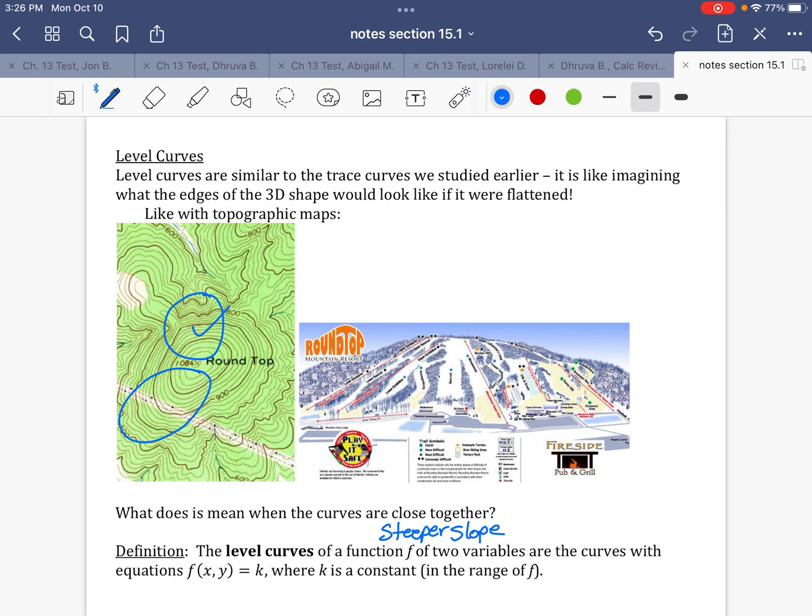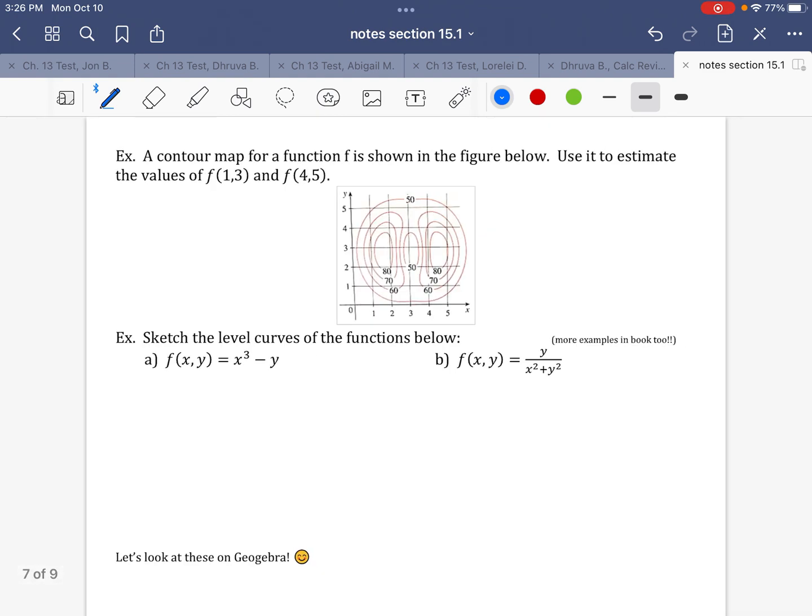Okay, so the level curves of a function of two variables are the curves with the equations f of x, y equals k. So k is a constant. So instead of 0, we pick things like a 5 or a 2 or whatever. So we'll do that in a minute on the next page.